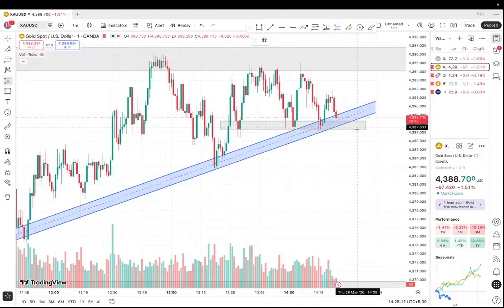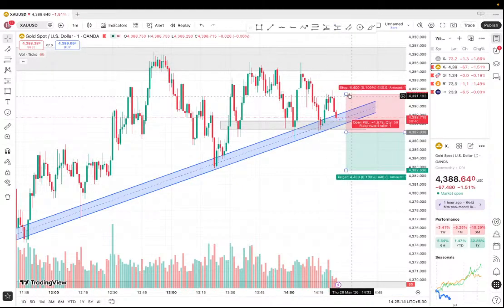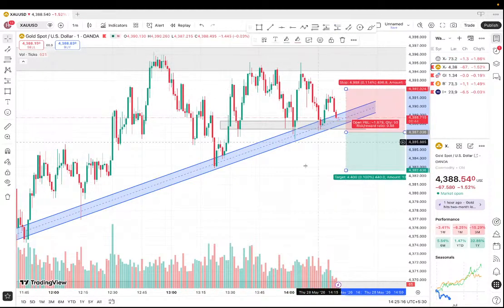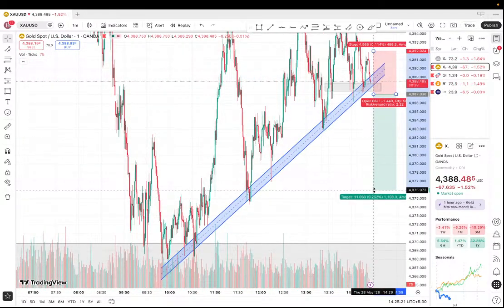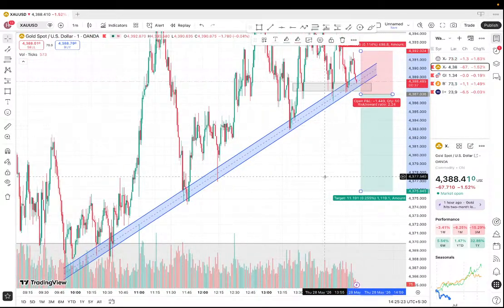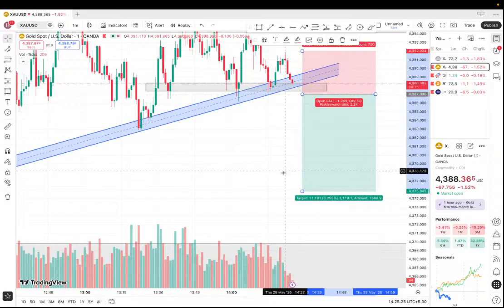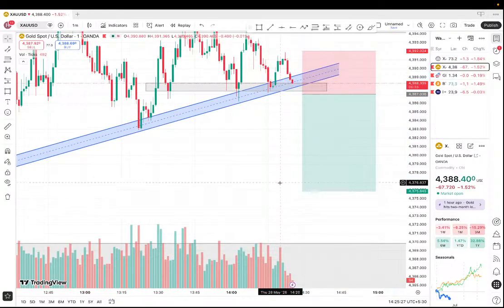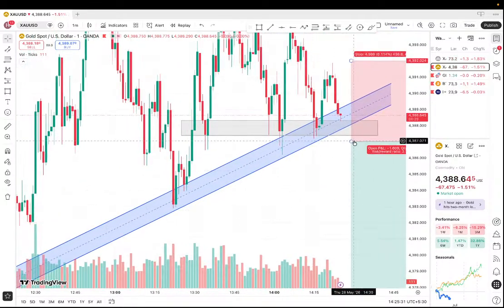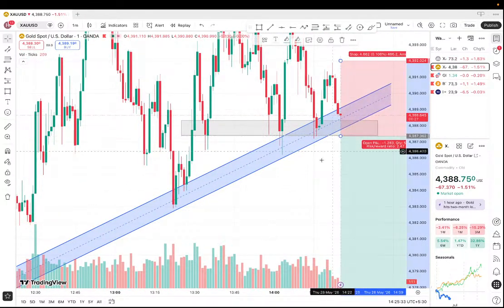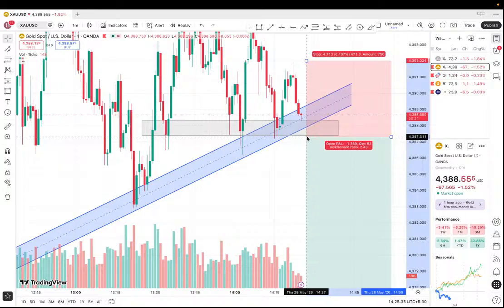So we are planning to enter on this break. We'll wait for price to break the structure, and then we will take entry. First target will be this, and second will start trailing. This is a target of 120 pips. We are waiting for price to give this break. Before this we won't enter.